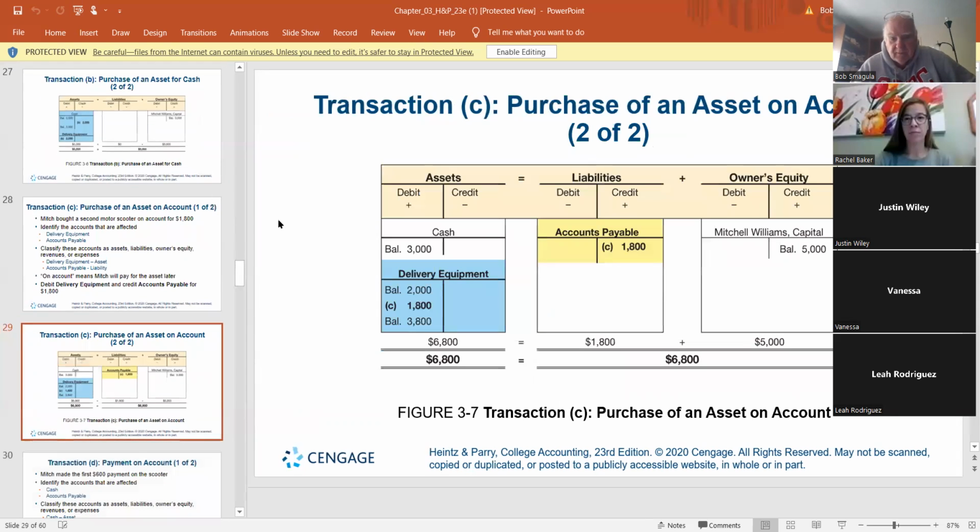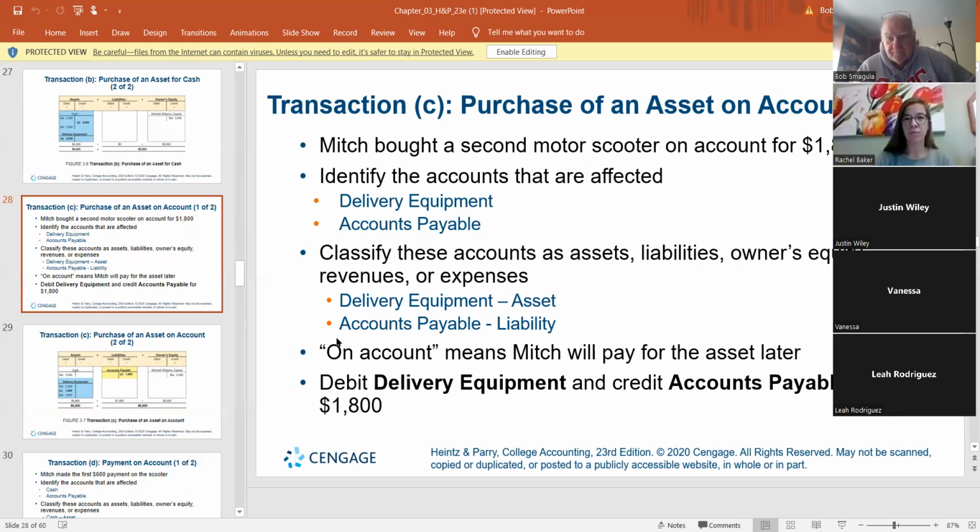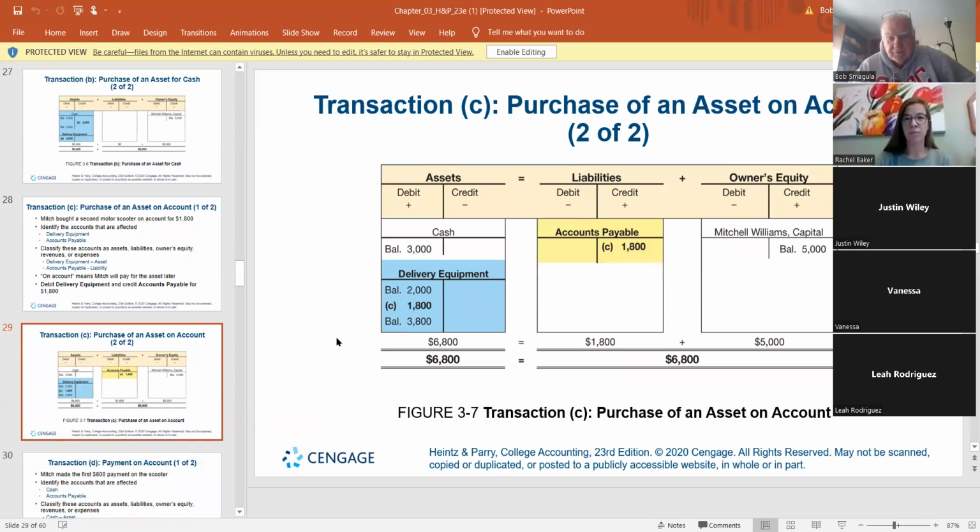And here we go. He's got another item he bought just now, and he's up to $6,800, right? Up to $6,800. And as we go forward through the class, we're not going to use the words increase, decrease that much, plus, minus, more or less. We're going to say debit, credit, and you just have to know those rules.